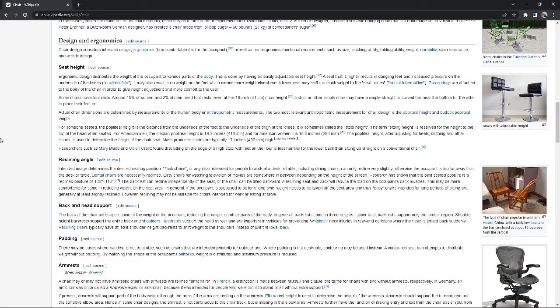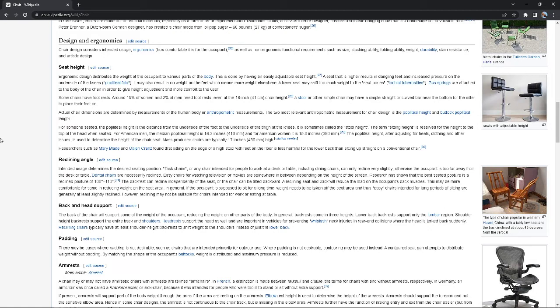A seat that is higher results in dangling feet and increased pressure on the undersides of the knees, the popliteal fold. It also may result in no weight on the feet, which may mean more weight elsewhere. A lower seat may shift too much weight to the seat bones, the ischial tuberosities. Gas springs are attached to the body of the chair in order to give height adjustment and more comfort to the user. Some chairs have footrests.